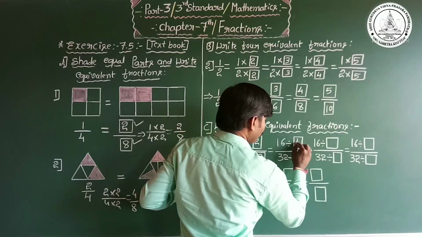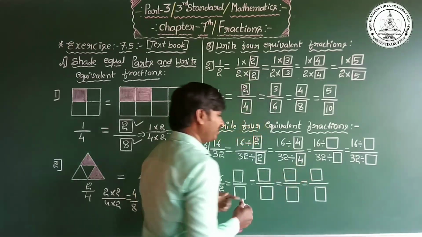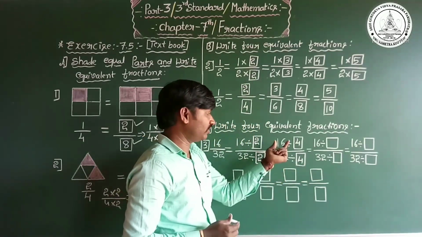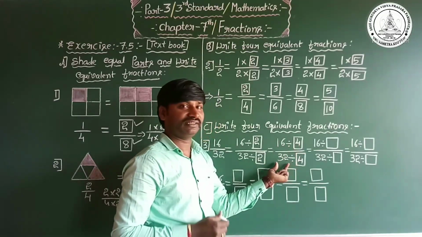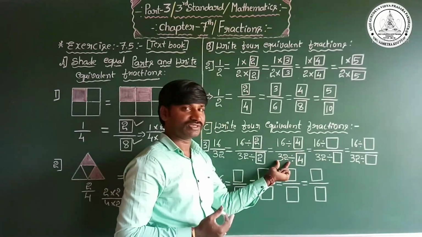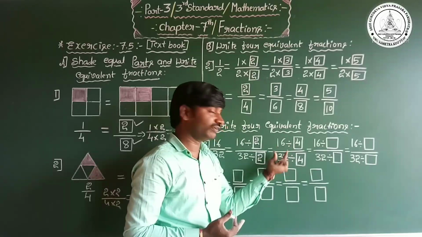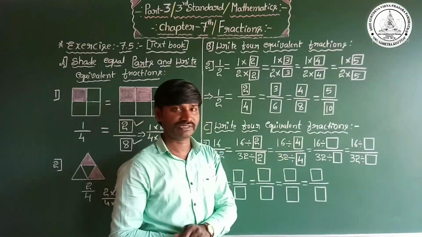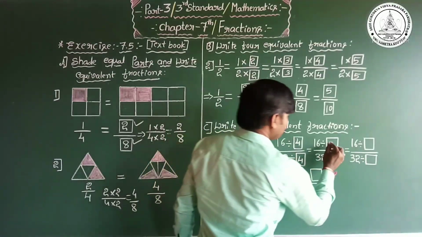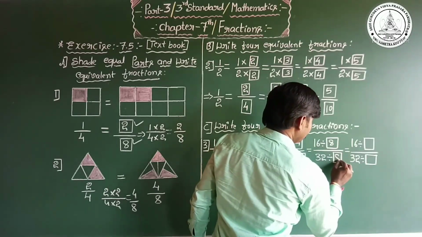Yes, the next is 4 by 4. I have not taken 3. Why? Here the numbers are not coming from the three tables. So you take the numbers which are coming from the given fractions, and use those numbers. Okay. The next is 8 by 8.